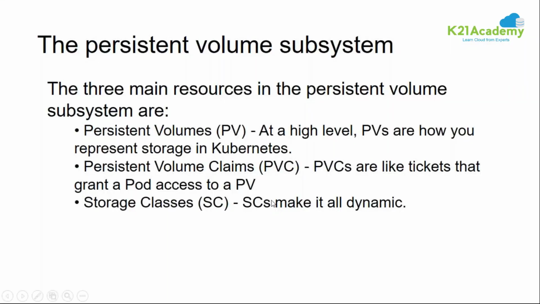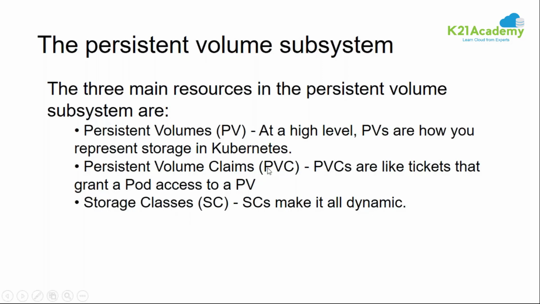So how do you use the volume in Kubernetes cluster, right? There are three main resources we make use of, and that is how we store or persist our data in Kubernetes. One is persistent volumes. At the very high level, PVs are how you represent storage in your Kubernetes. They provide you a link to your external storage in the backend, right?